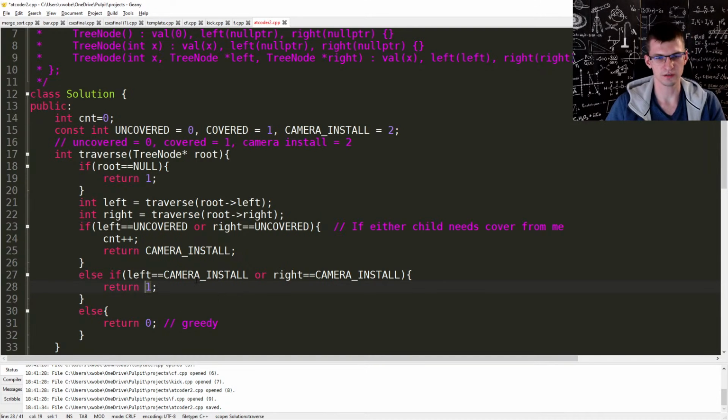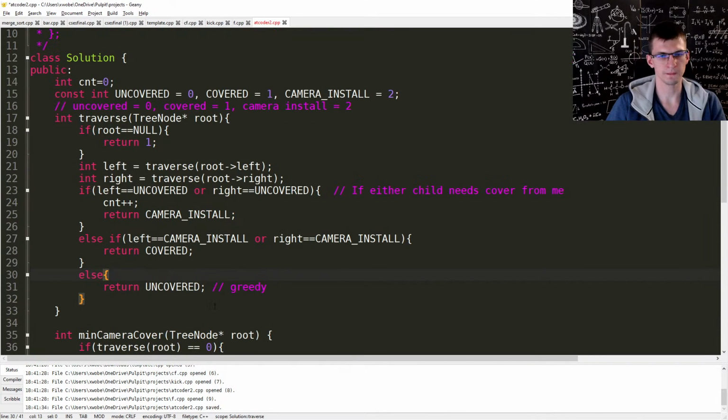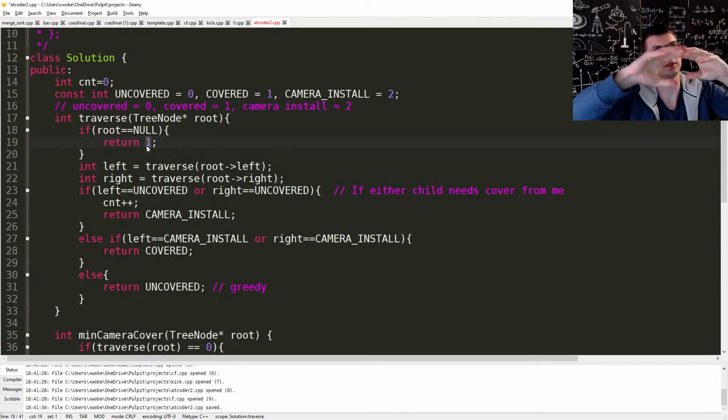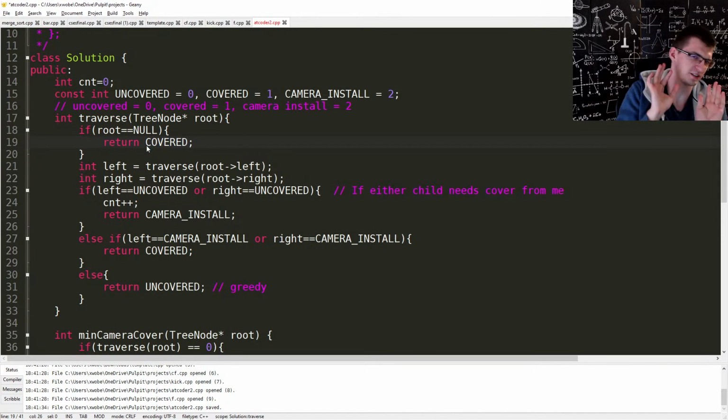Then return what? If one of my children has a camera, they cover me, so I'm covered. Else uncovered. Yes, it's longer. Oh, also this. If I don't exist at all, it's not even a leaf. Some vertex asked about its child and it doesn't exist. Then I say I'm covered. I just assume that you don't need to worry about me because I don't exist.